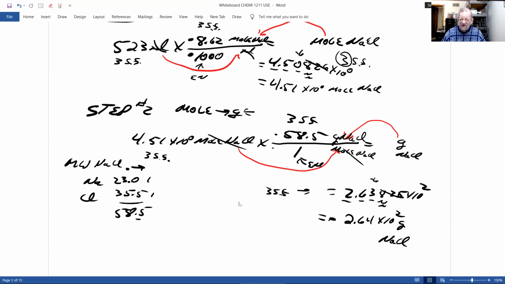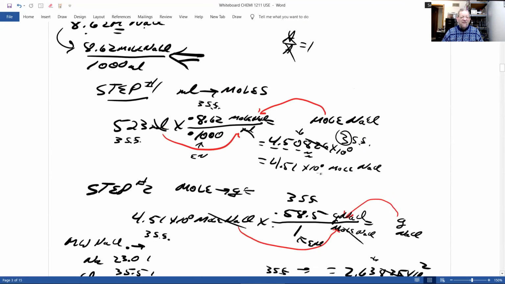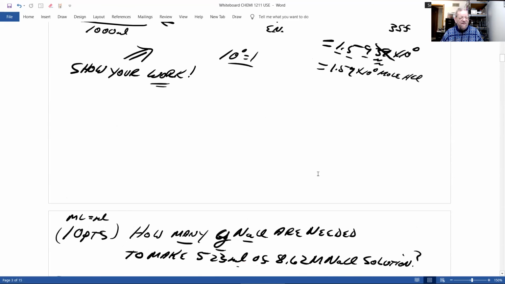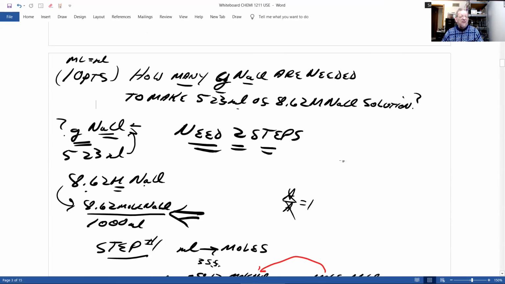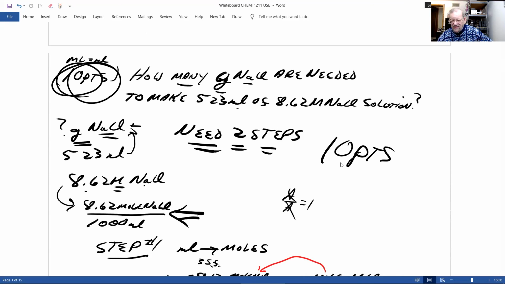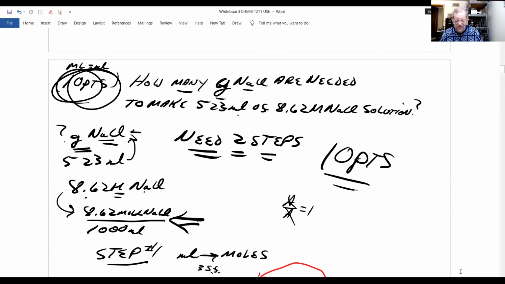And that's how you do it. And remember, a friendly reminder from your friendly neighborhood chemist, it's 10 points. Yes, 10 points. Does everybody get the hint? All right.